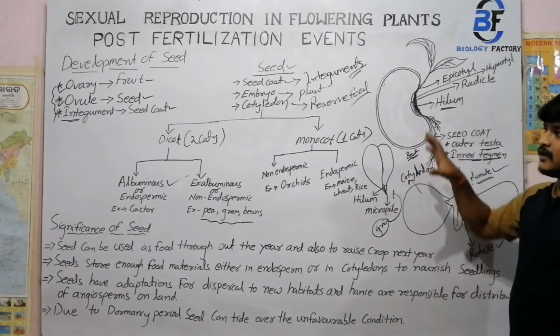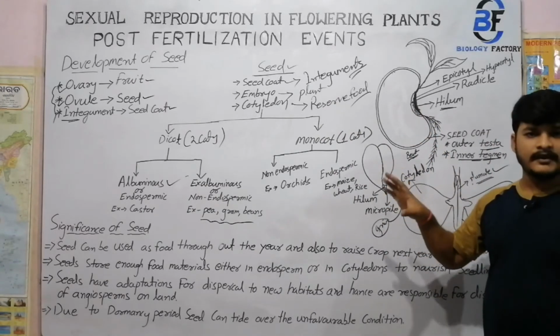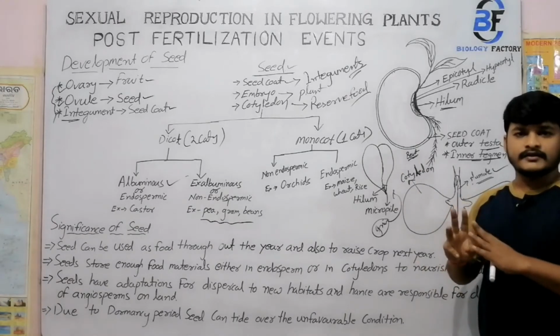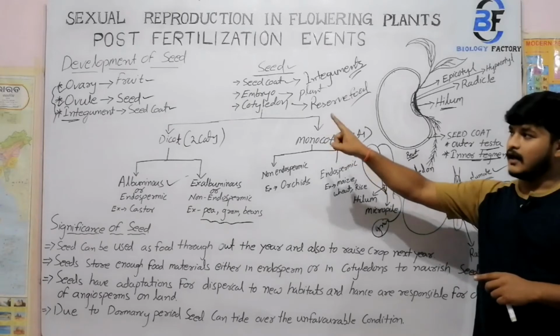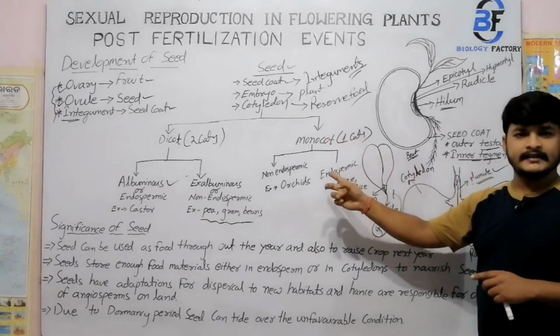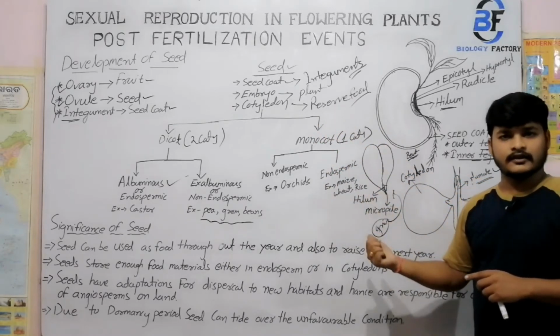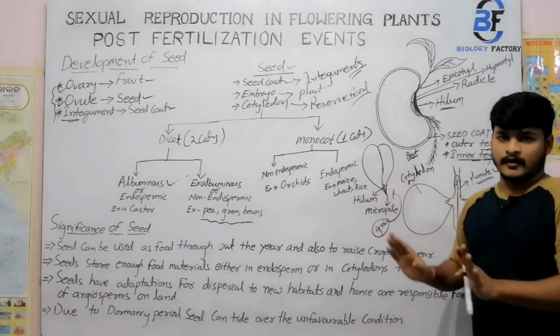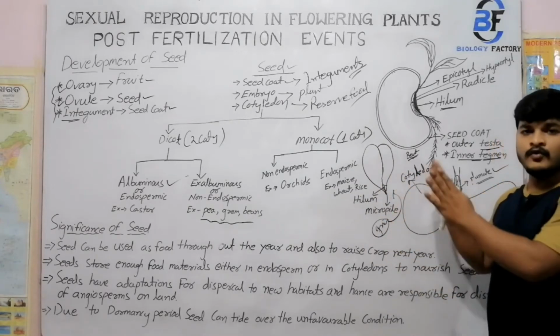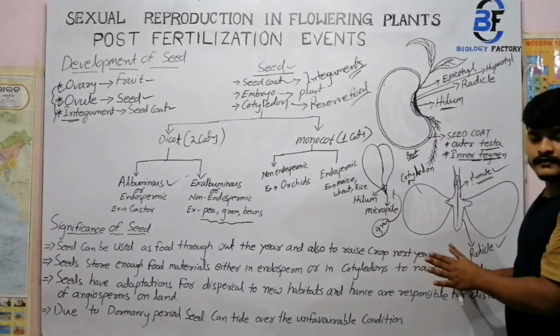I again repeat, the seed is developed. That means the developmental structure mostly takes place in three stages. One is your ovary changes into your fruit, and ovule changes into your seed, and integument changes into your seed coat. We already discussed it completely in your post-fertilization changes. Next, we just overlook the structure of your seed.